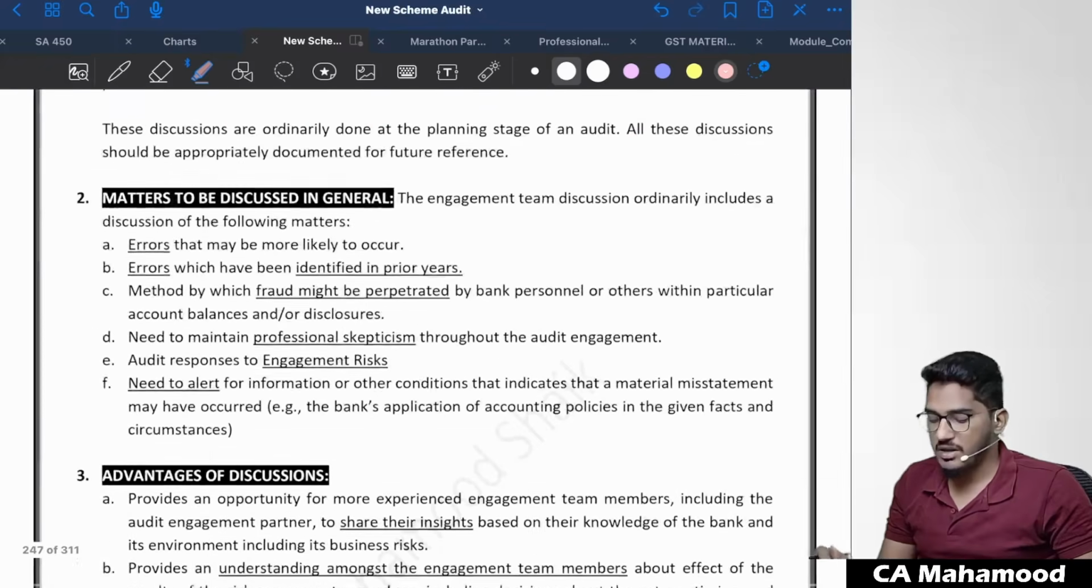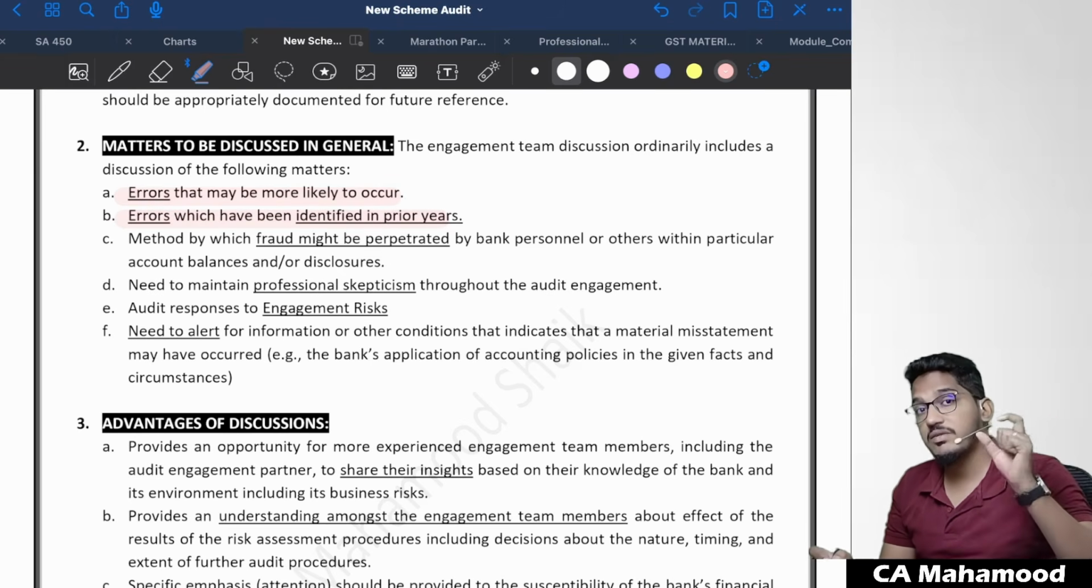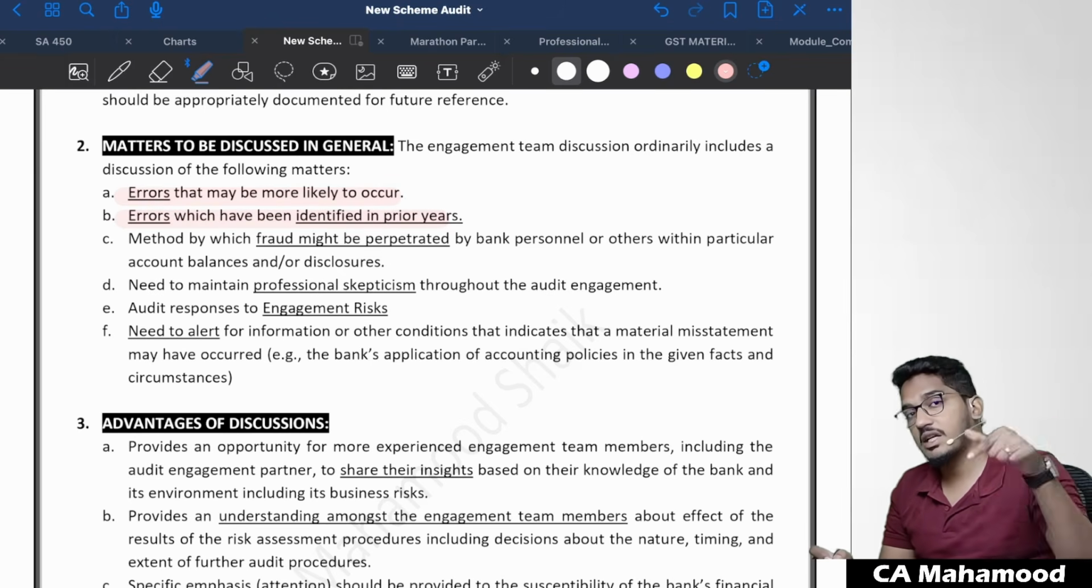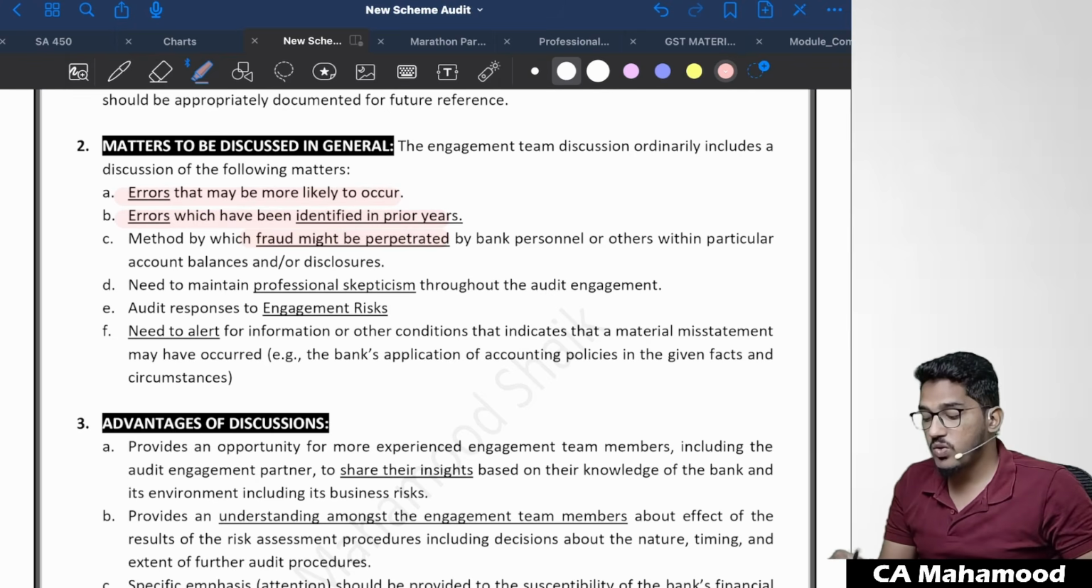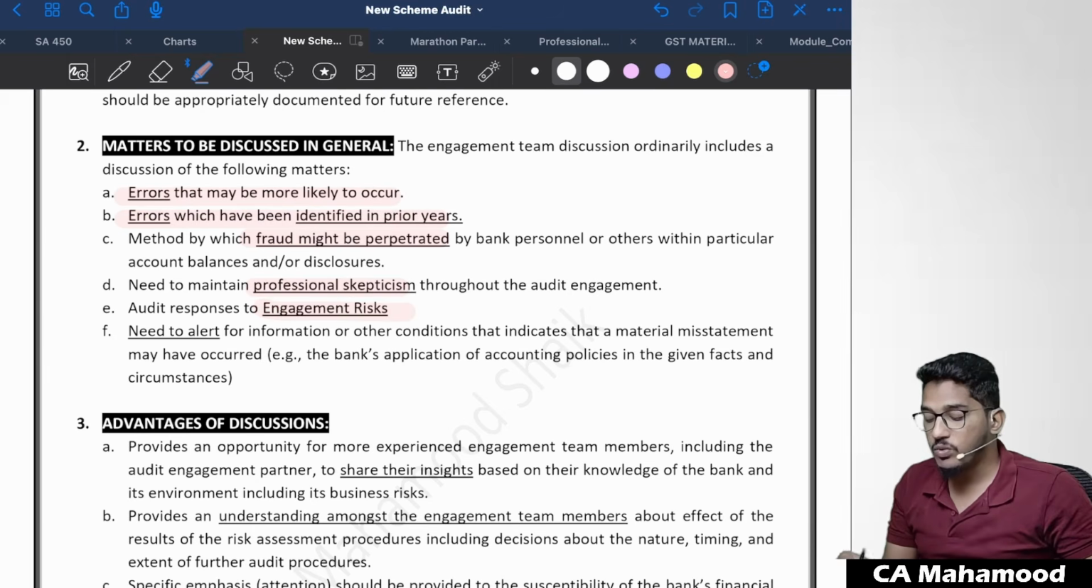They will discuss matters like errors that are more likely to occur. What are the chances of which kind of errors are more likely to occur, and what are the errors which have been identified in the previous year? In previous years, what errors were identified? They have a chance of getting repeated in the current year. And also, what are the different ways in which fraud can be committed in the bank? That also they will discuss. And the need to maintain professional skepticism. They will discuss the importance of maintaining professional skepticism in the bank audit, and how to respond to the risk.